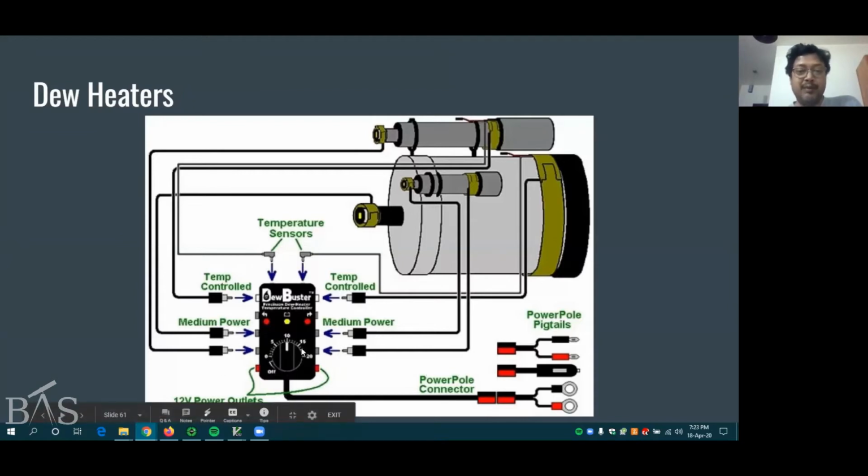The dew controller works by having a duty cycle. In that duty cycle it will send power through the strap, and it will heat up just a few degrees maybe, and that's good enough to get the dew out of the way.